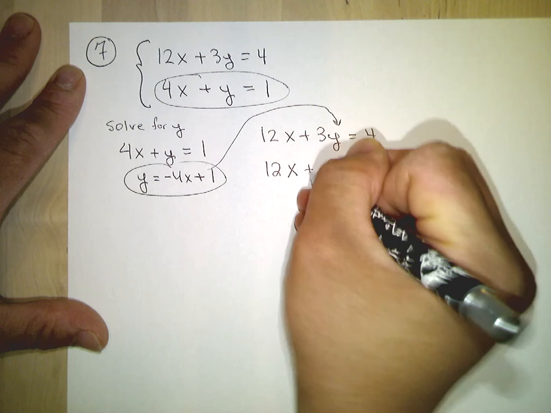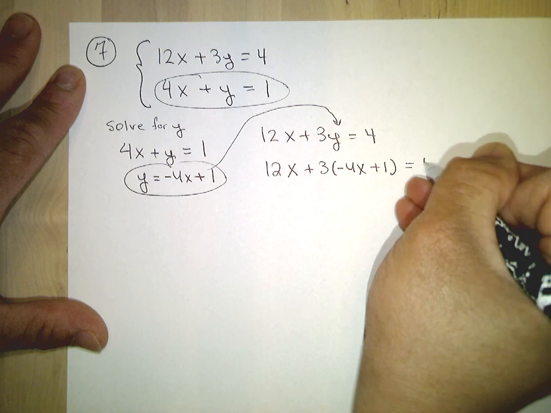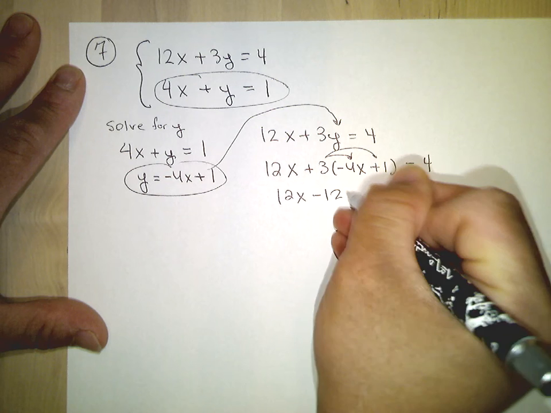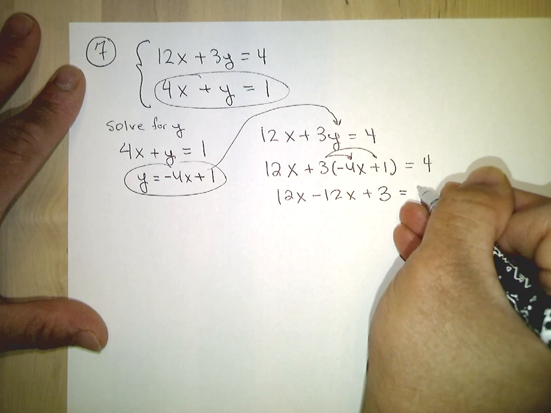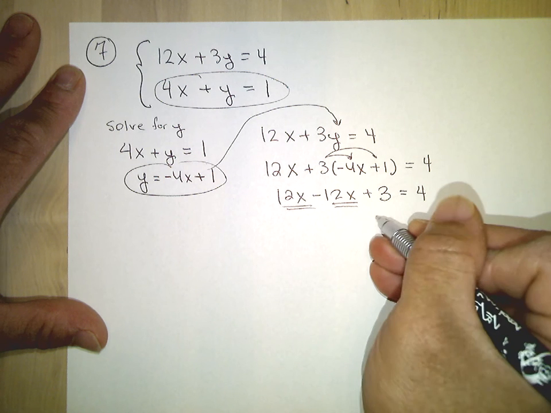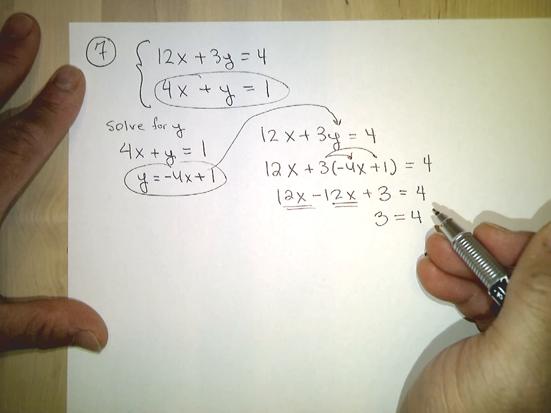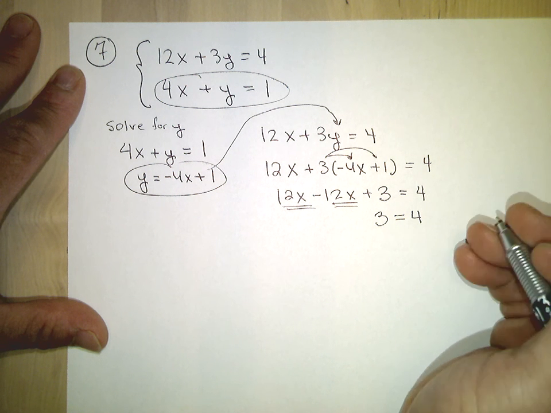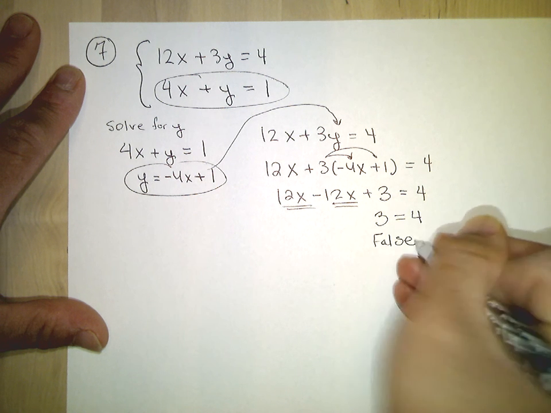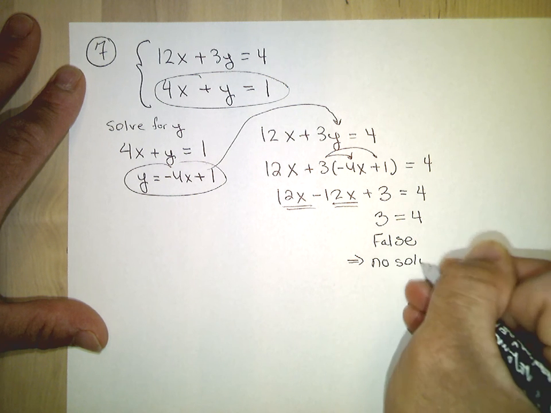So we have 12x plus 3 times negative 4x plus 1 equals 4. Distribute the 3. So 12x minus 12x plus 3 is equal to 4. 12x minus 12x is 0. So 3 is equal to 4. And then I see here that 3 is not equal to 4. So this is a false statement. And therefore, there is no solution to this system.